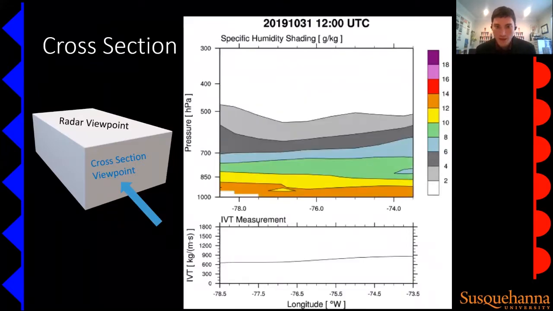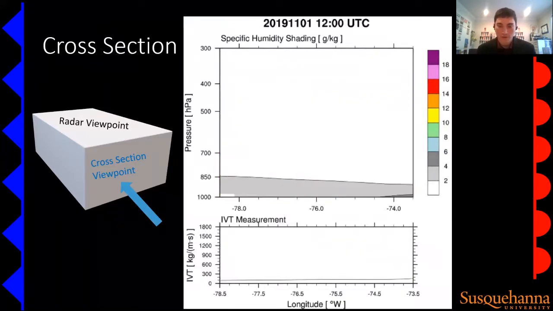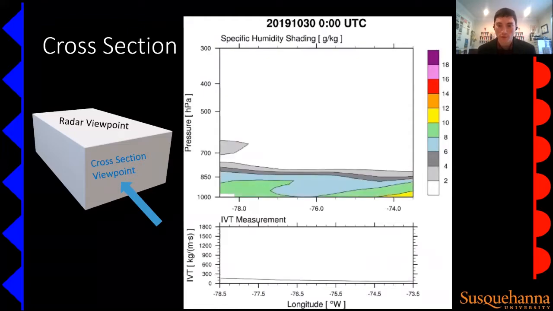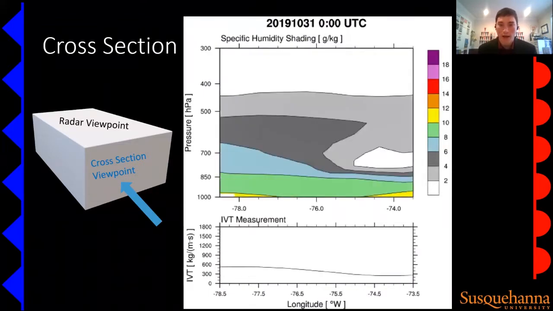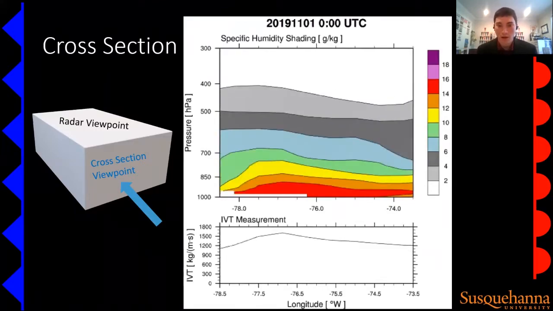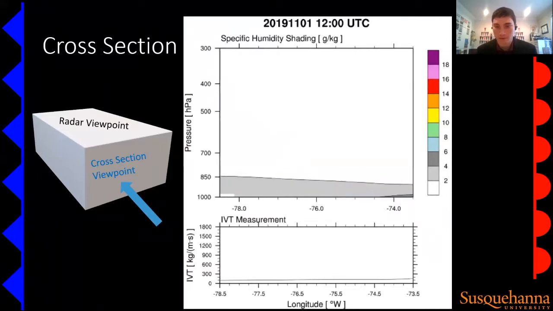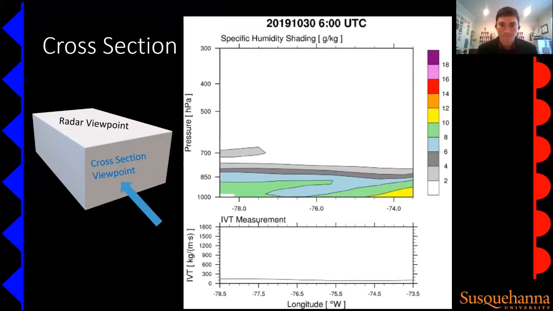And then here's the cross section of this short AR. And this shows that specific humidity and IVT are not only shown in the radar view, but in the cross-sectional view. And on my poster, I have still frames that show IVT and specific humidity correlation, as they're best displayed in 3 still frames on my poster.